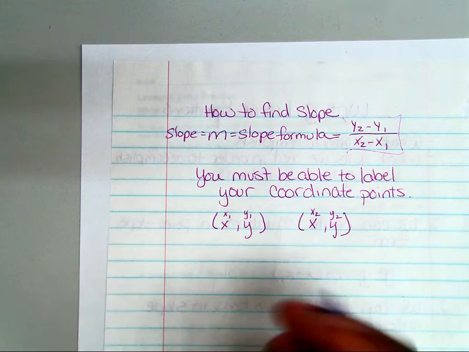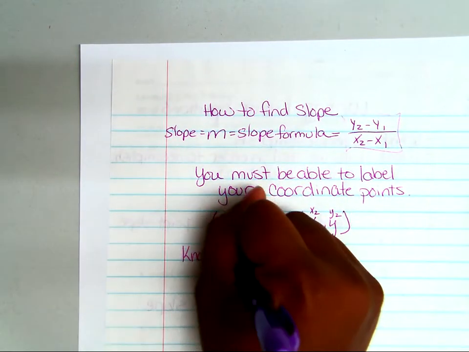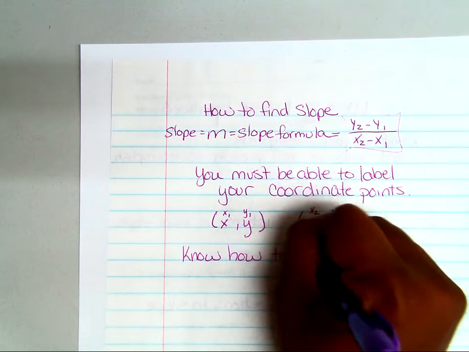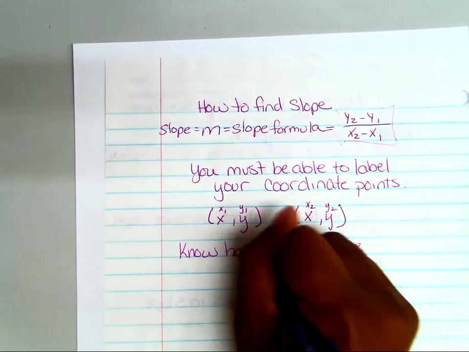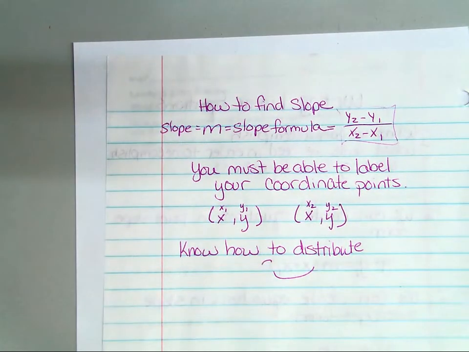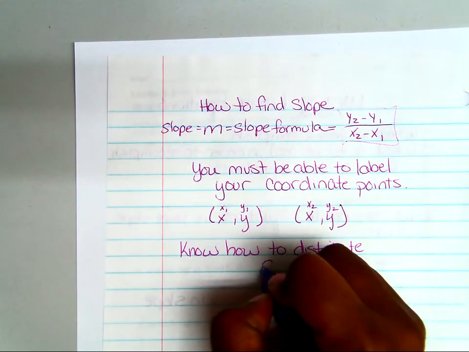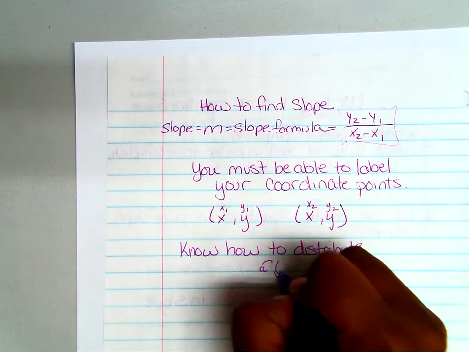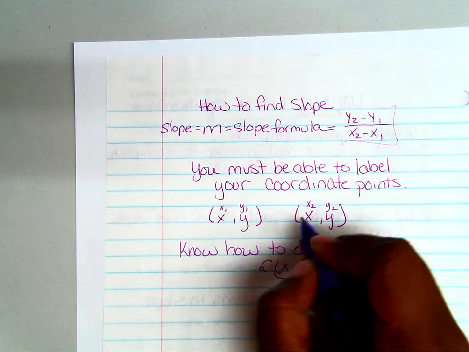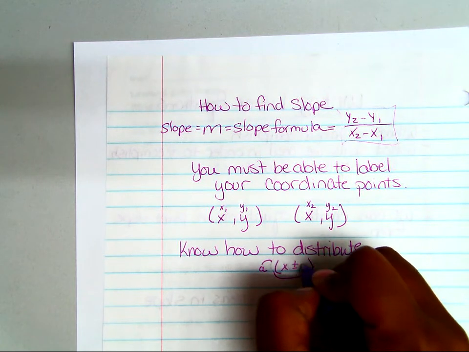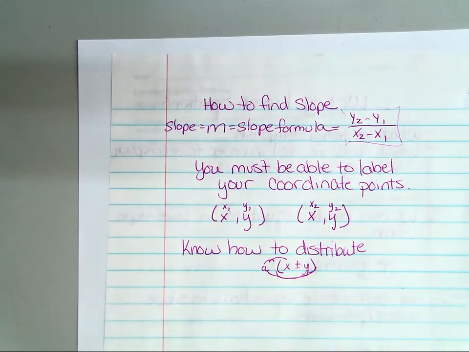You have to be able to distribute. Know how to distribute. Wink and a smile. Okay? That means I'm going to take what's outside, I'm going to call that A, and I'm going to multiply it by what's inside. X plus or minus Y. Okay? Wink and a smile. That's all that means.